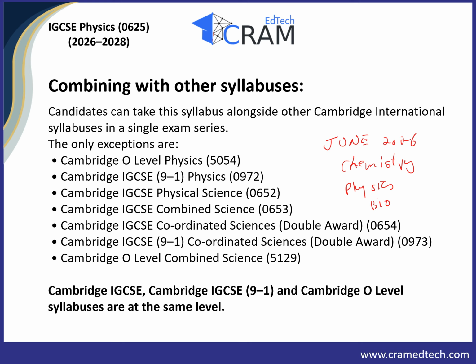Particularly, I would like to mention those students who have to complete their 7 subjects or 8 subjects. What they do is write physics, chemistry and biology in one examination series, and in the next examination series they write combined science or any other qualification they can choose.